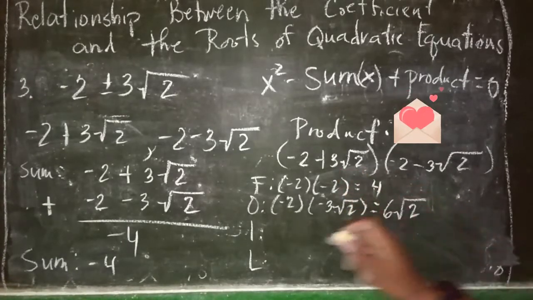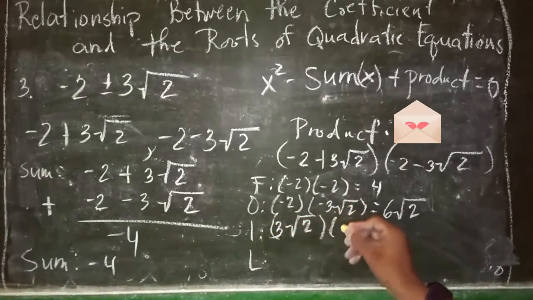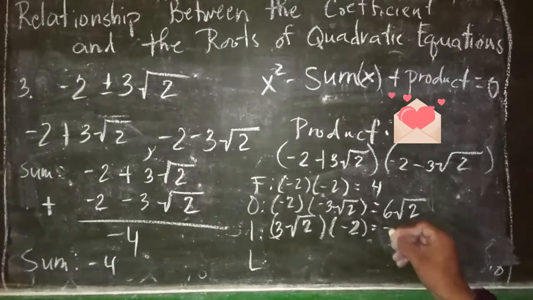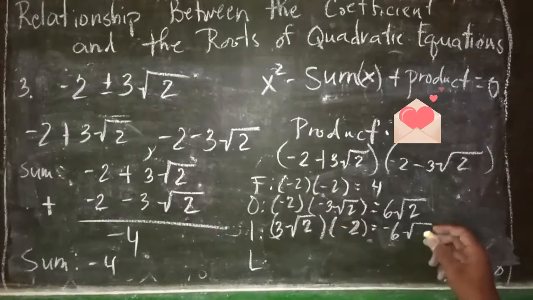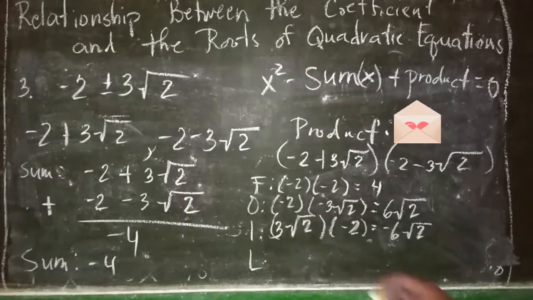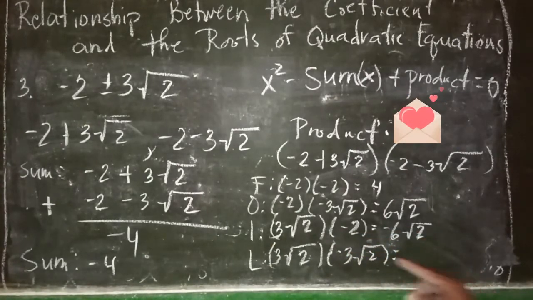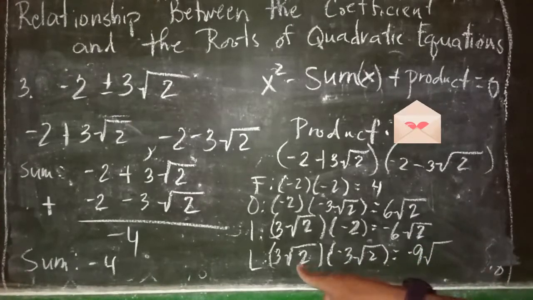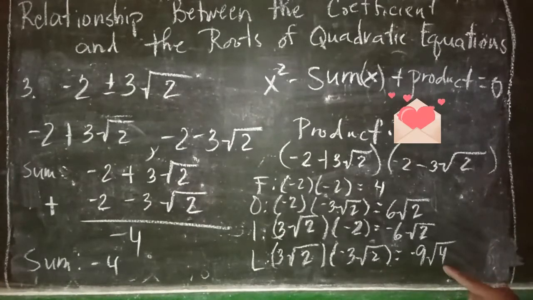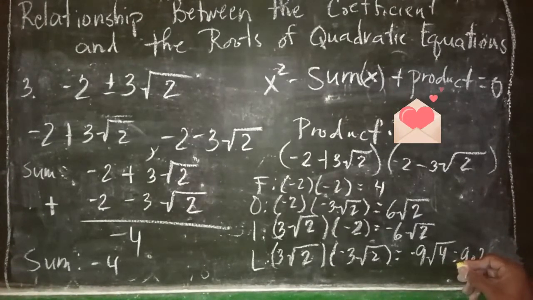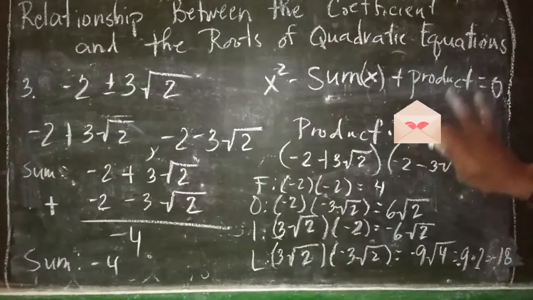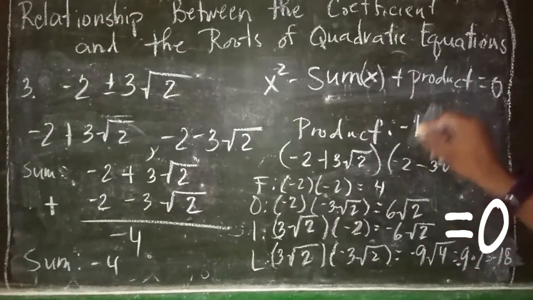Then the inner terms or our means, 3 square root of 2 times negative 2. So that is 3 times negative 2, negative 6, and we just copy the radical, square root of 2. Then the last terms, we have 3 square root of 2 times negative 3 square root of 2. So 3 times negative 3, that is negative 9. Square root of 2 times 2, that is square root of 4. Simplifying further, since 4 is a perfect square number, negative 9 times, extract the square root of 4, so that is 2. Negative 9 times 2, that is negative 18. Negative 18 plus 4, that is negative 14.